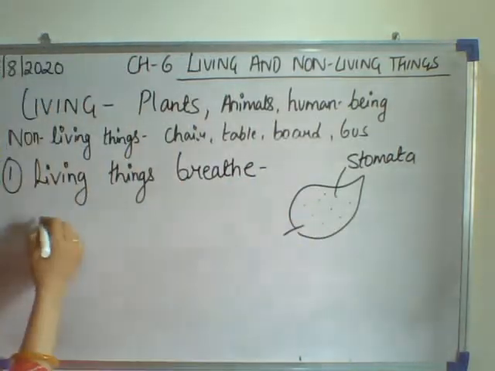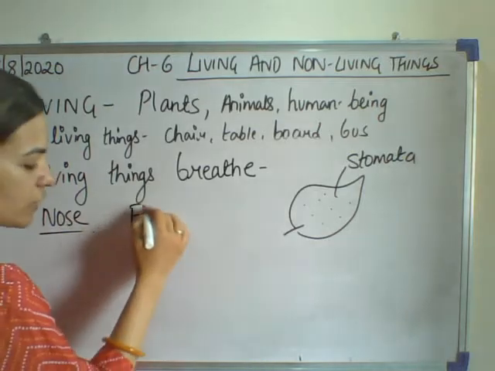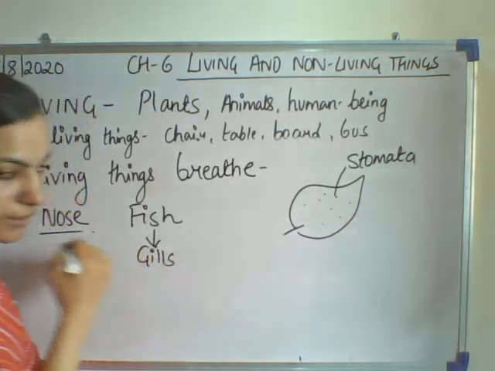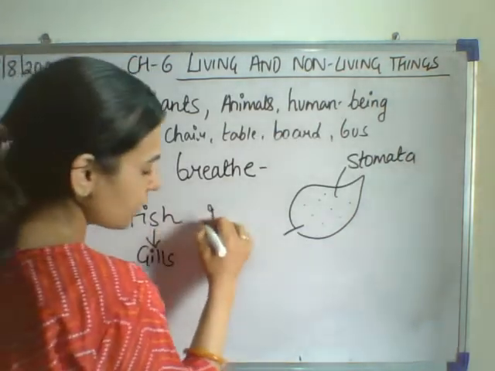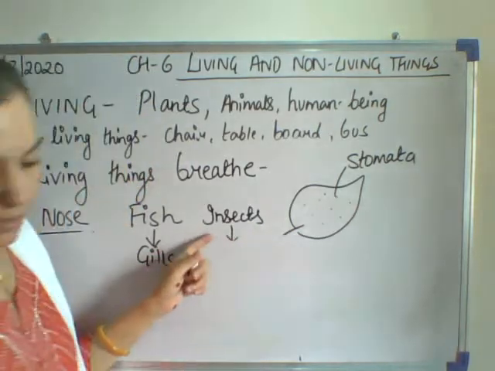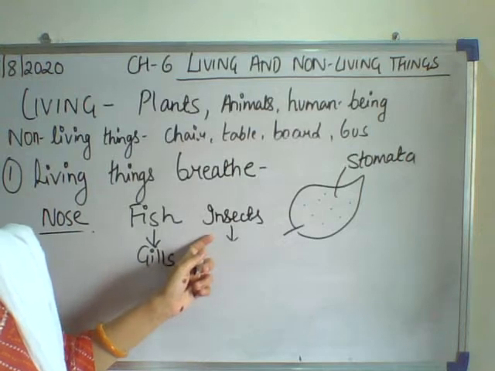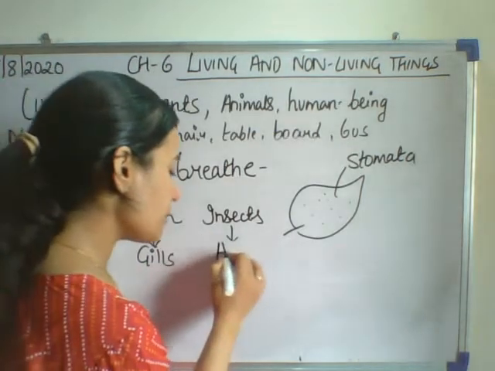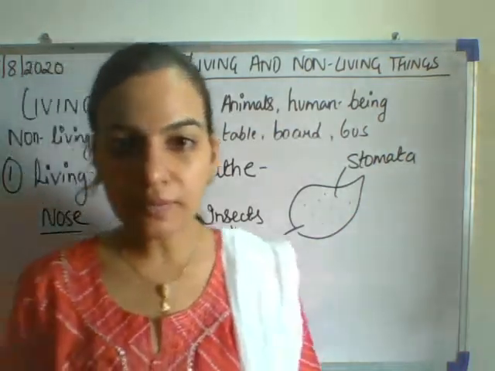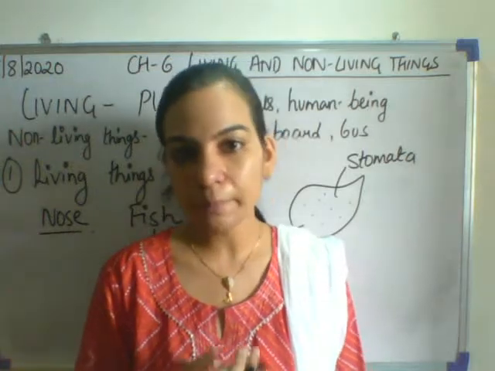Human beings have the nose to breathe. Fish, what do the fish have to breathe? The fish breathe with the help of their gills. Insects, how does an insect like the grasshopper breathe? It has air holes through which it breathes. So all the living things breathe. But the non-living things like your chair, table, your laptop, your mobile do not breathe.